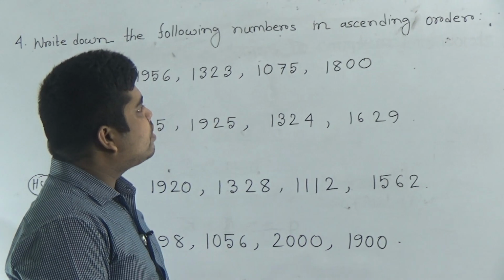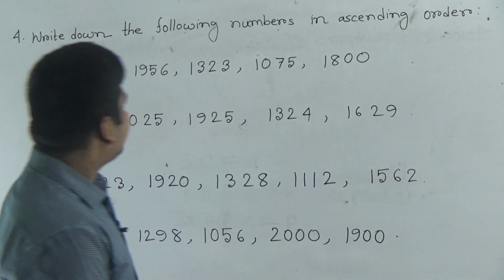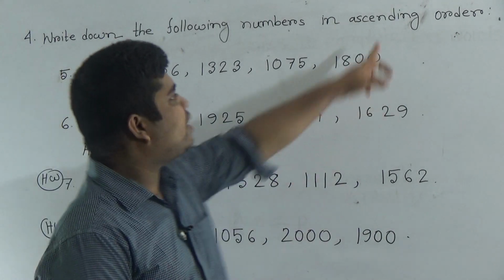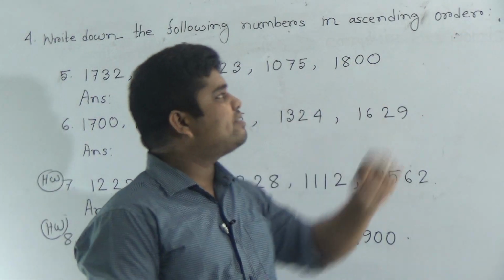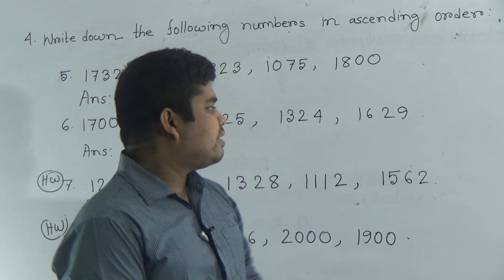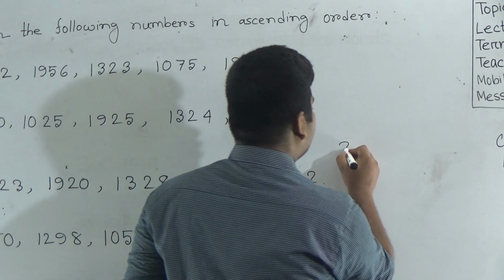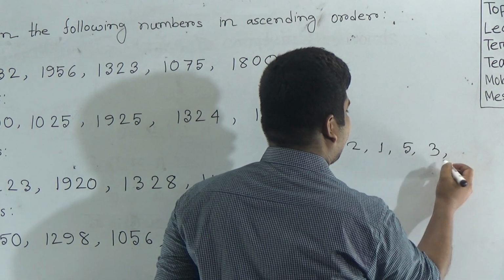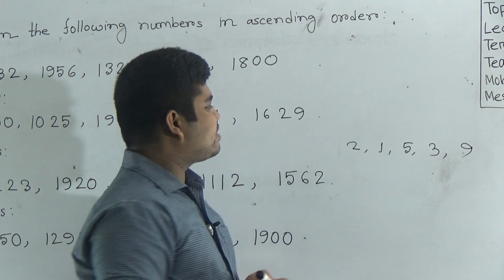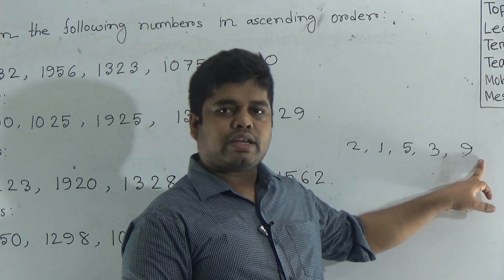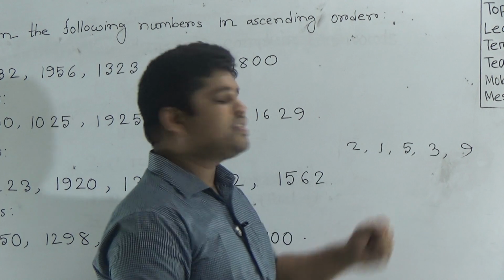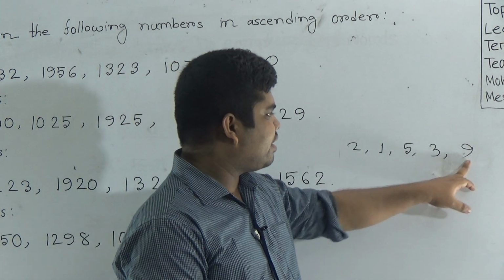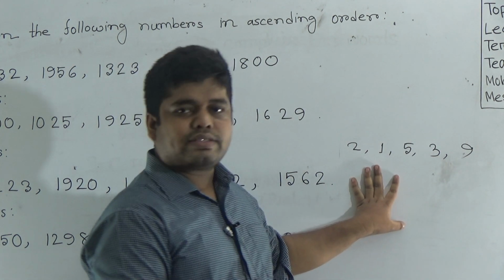Before starting our class, at first we recall our first class of ascending order. What do you mean by ascending order? Ascending order means arranging numbers from the smallest to the greatest. Some numbers are given: 2, 1, 5, 3 and 9. Notice here 2, 1, 5, 3, 9. These numbers are not arranged in ascending order.